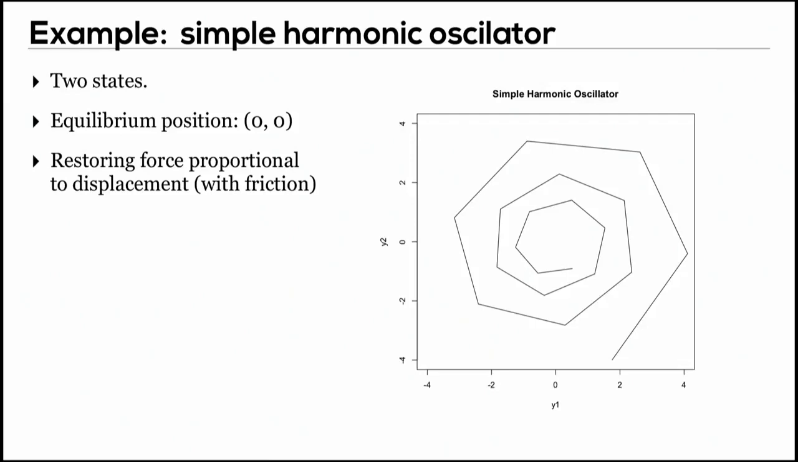So the example we're going to use is a simple harmonic oscillator. It has two states. There's an equilibrium position 0, 0. And what this thing does is there's a restoring force proportional to the displacement. So this thing starts at 1, 0, which is here. And it's going to want to move towards 0. So it'll follow this trajectory around, right, over time.